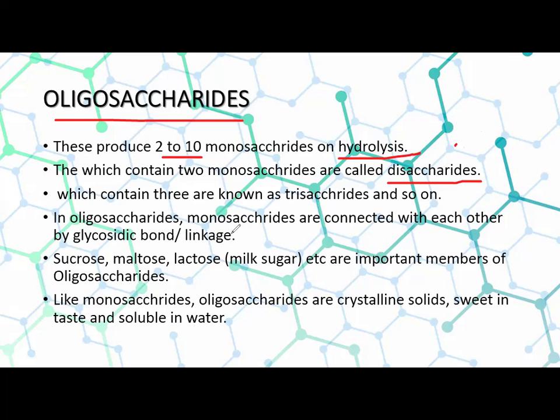In oligosaccharides, monosaccharides are connected with each other by a glycosidic bond. Two monosaccharides are connected through the linkage known as glycosidic linkage or glycosidic bond. Examples are sucrose, the table sugar we use at home, maltose, and lactose, which is present in milk. These are members of the oligosaccharides. Like monosaccharides, oligosaccharides are crystalline solids, sweet in taste, and easily soluble in water.